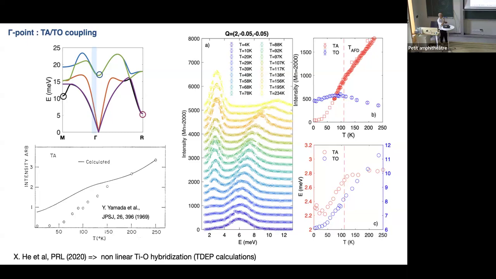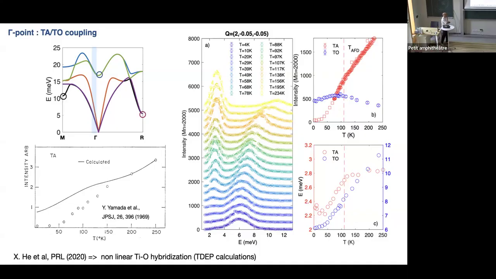So again, I will come back to the tools that I know, that is inelastic neutron scattering. And what I do now is I do an energy scan, not at gamma, but slightly shifted from gamma. So the Q vector is 0.05, 0.05. And when you do this measurement, you see two peaks. So you have one peak here and one peak here. This one corresponds to the TO mode that gets soft. And this is the acoustic branch.